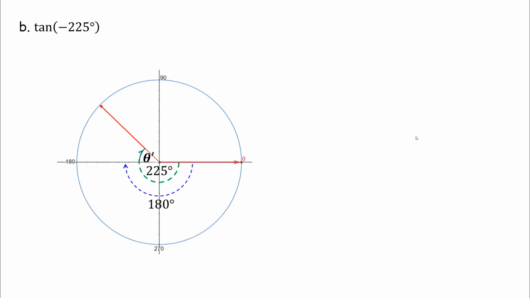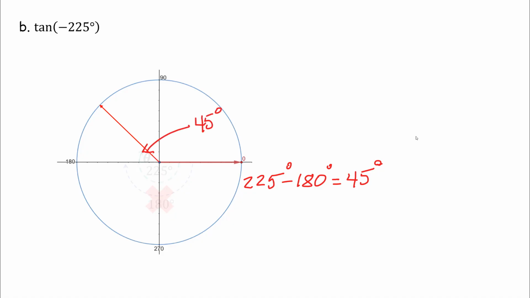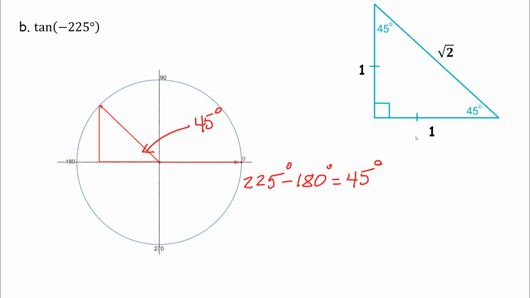Well, we want 225 degrees, but we don't want all that 180 degrees of those two quadrants down there. We just want the piece that is after the 180. So 225 minus 180 is 45. So theta prime is 45. And so we've got our triangle there. And remember, 45, 45, 90 looks like this. So the two legs are the same, and that's why tangent 45 is 1, because it's opposite over adjacent.